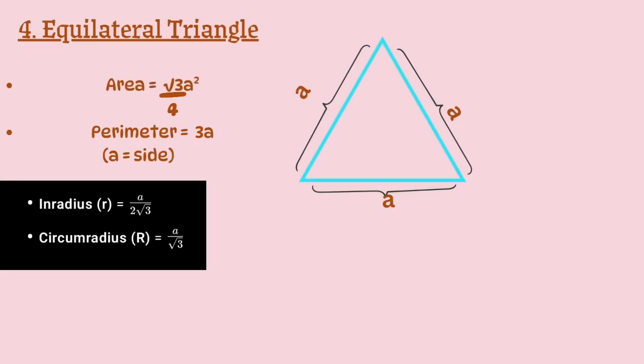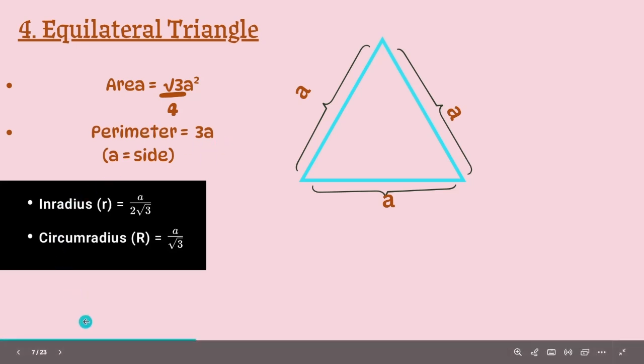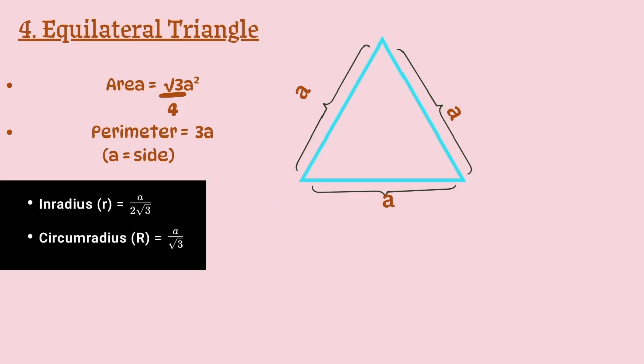And for equilateral triangle, that is where all the sides are equal, we have area simply given by root 3 divided by 4 a square, and the perimeter is given by 3a. The inradius is given by a divided by 2 root 3, and the circumradius is given by a divided by root 3.